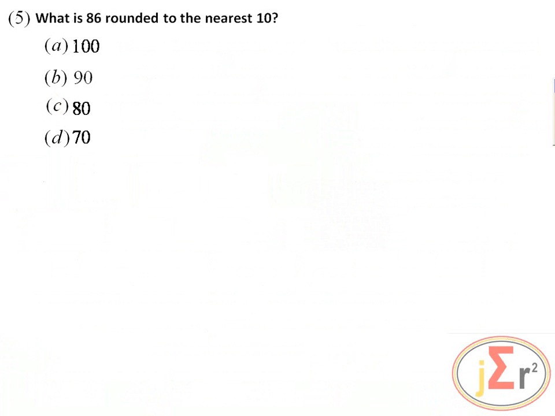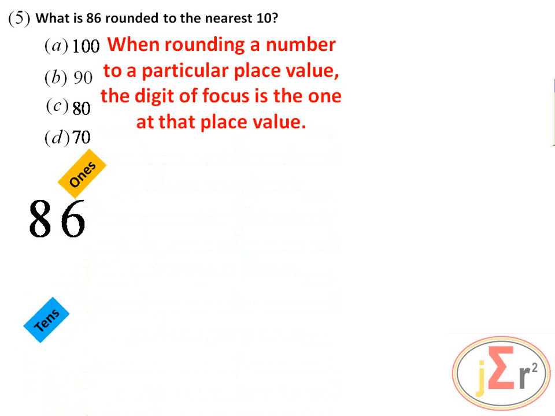What is 86 rounded to the nearest 10? 86 rounded to the nearest 10. 90. Speak up. 90. Right. So we have 86 rounded to the nearest 10.